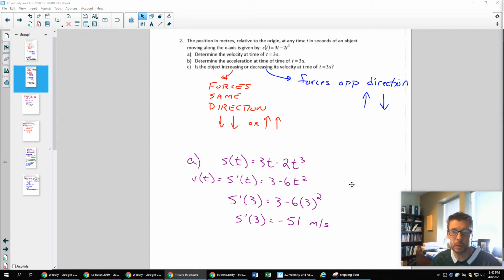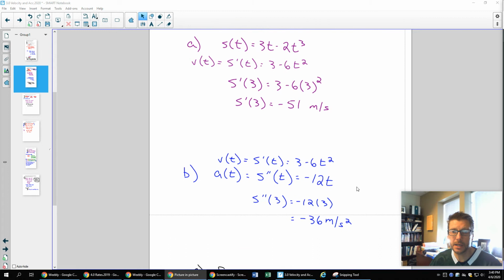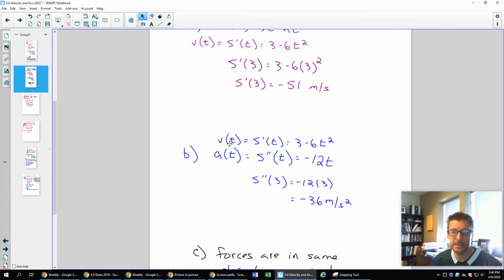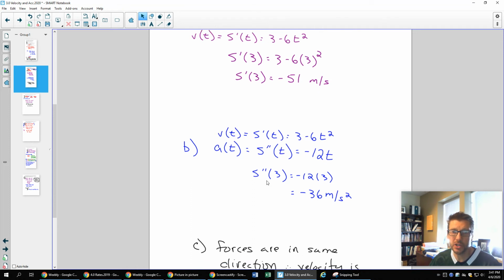Now, I still don't know if I'm increasing or decreasing my velocity because I still have to do B, which is about finding my acceleration. So acceleration is, again, a second derivative of displacement, or it's the first derivative of velocity. Depends how you read the question. So again, derivative of negative 6t squared, negative 12t. Derivative of 3 is 0. Again, these are with respect to time, so that's why it's not implicit. So what's your acceleration? At time of 3 seconds, negative 36 meters per second.